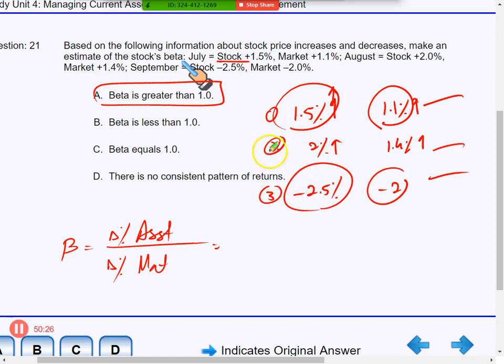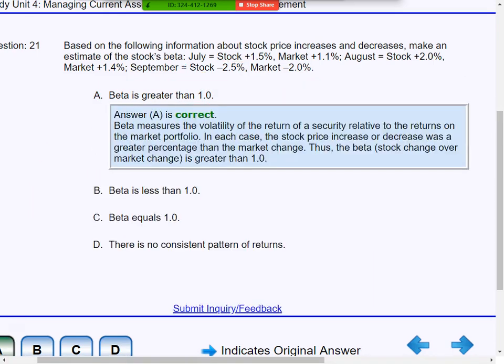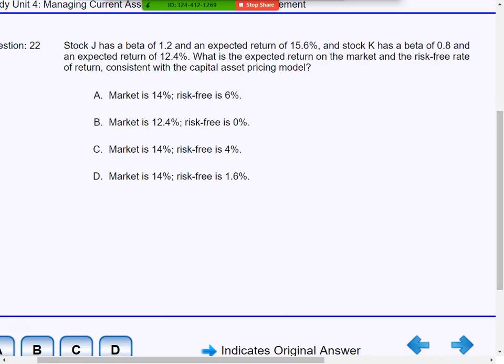So take any combination, take this one for example. The asset returns have increased by 2%, whereas the market by 1.4%. Clearly the result is greater than 1 in any of these cases. So you get A to be the correct answer, and A it is. Next. This is a good question, more mathematics than financial management.